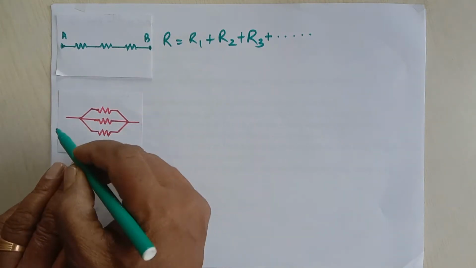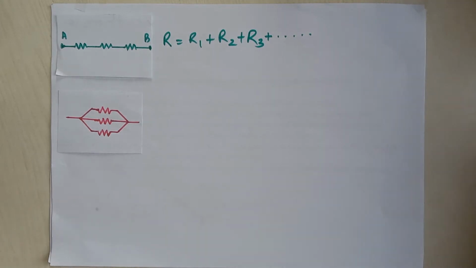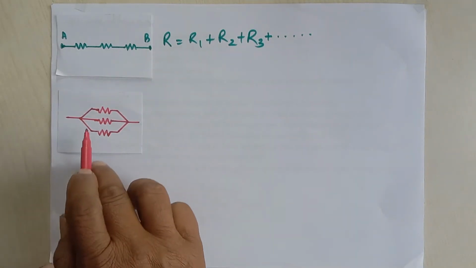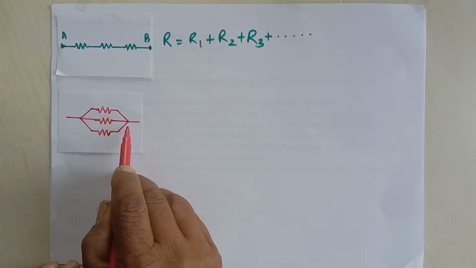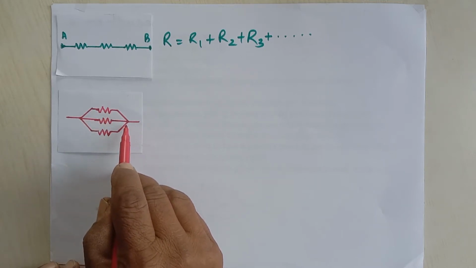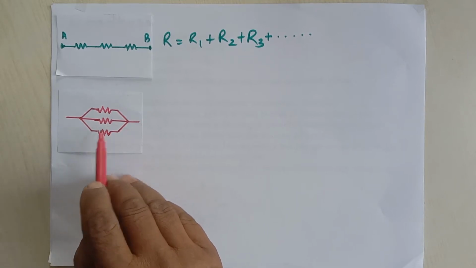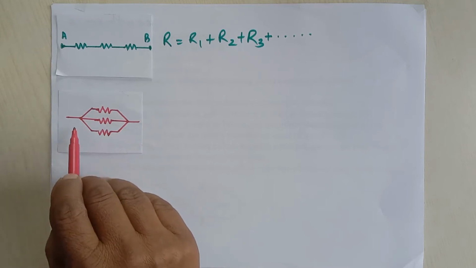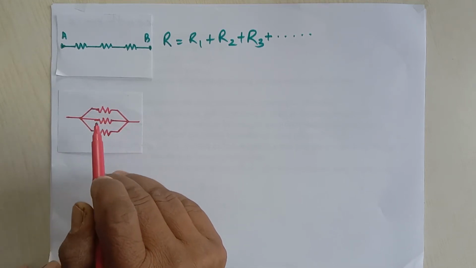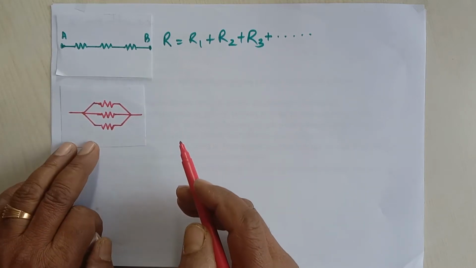Now, this is another type of combination. If one end of each resistor is connected to a common point, and the other end of each of them is connected to another common point, then the combination of these resistors is called a parallel combination. In this case, the potential difference across each resistor remains the same, but current divides among these three branches.